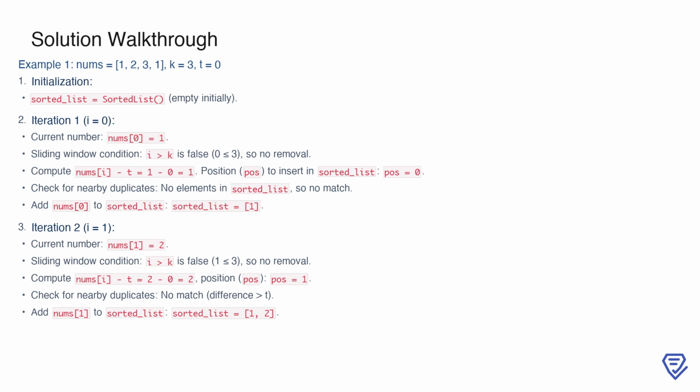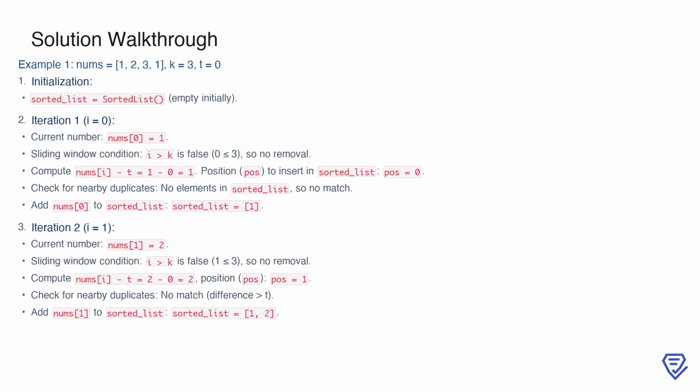We calculate nums[i] - t, which is 1 - 0, giving 1. Using this value, we determine the position in the sorted list where the current number could be inserted, which in this case is position 0 because the list is empty. There are no nearby duplicates since the sorted list has no elements yet. We then add nums[0] to the sorted list, resulting in sorted_list equals [1].